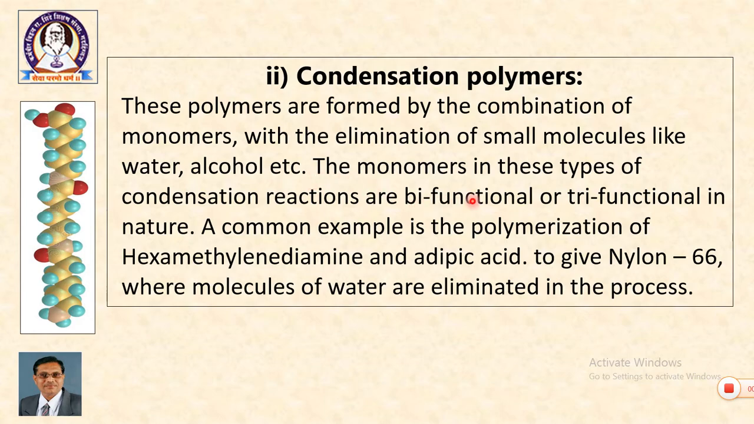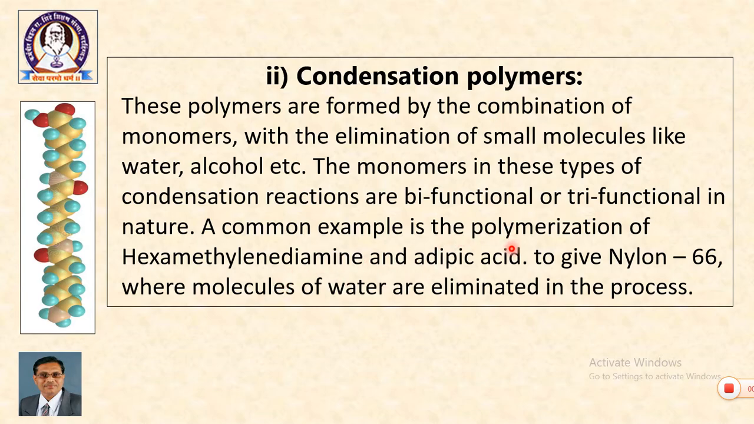The monomers in these types of condensation reactions are bifunctional. So, to undergo polymerization, the monomer has to be at minimum bifunctional or trifunctional. Due to this bifunctional nature, they undergo condensation on both ends and form the polymer.